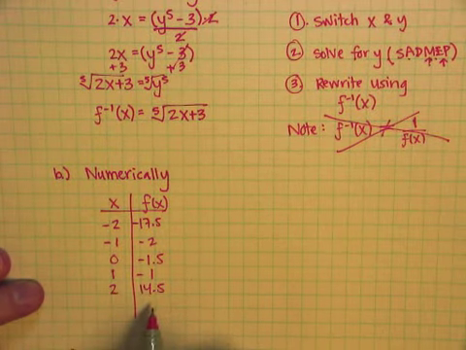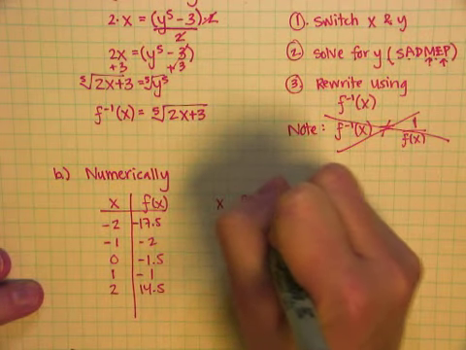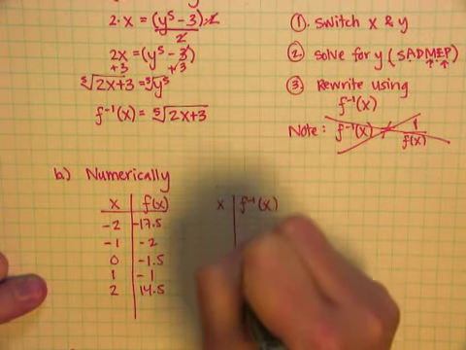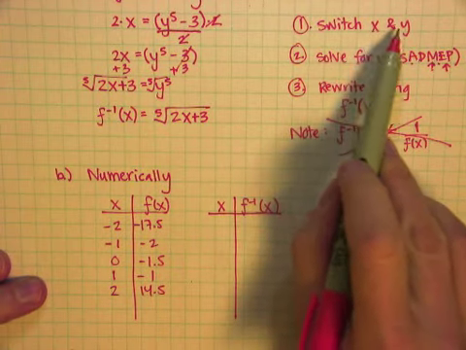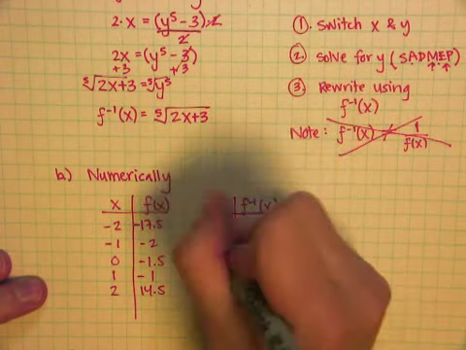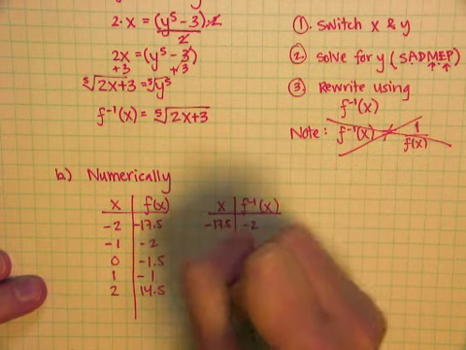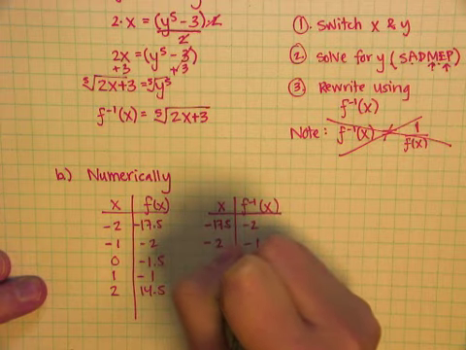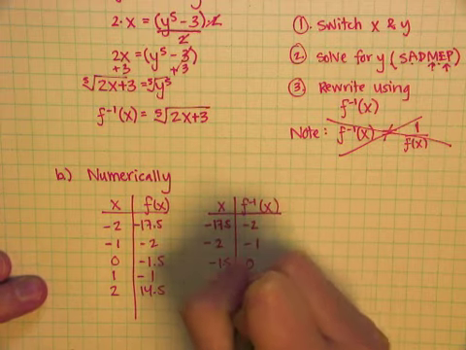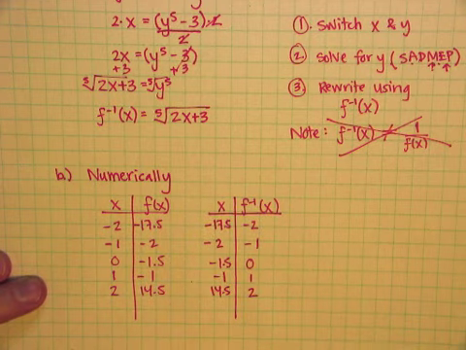Okay. Here's my regular function represented numerically in a table. My inverse function is just the same table, but with the x's and the y's switched, because with an inverse, you switch the x and the y. So that would mean that my x would be negative 17.5, my y would be negative 2, my x would be negative 2, negative 1, negative 1.5, 0, negative 1, 1, 14.5, and 2.